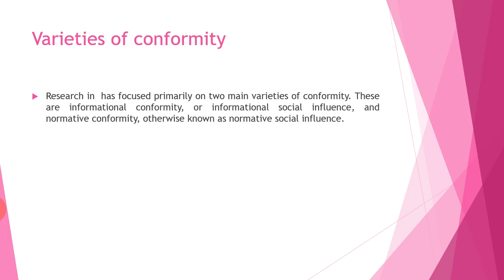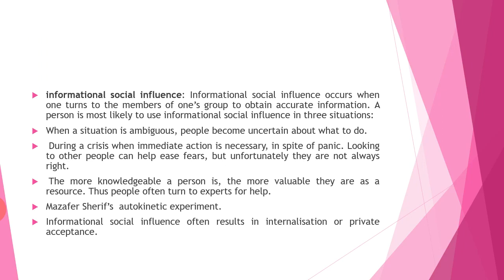Now come the varieties of conformity. There are two main varieties of conformity: informational conformity and normative conformity, otherwise called informational social influence and normative social influence. So let's see what informational social influence, or informational conformity, is. It occurs when one turns to the members of one's group to obtain accurate information.